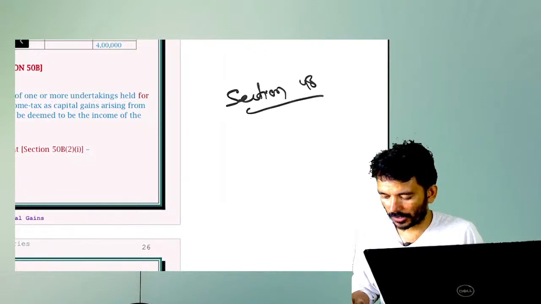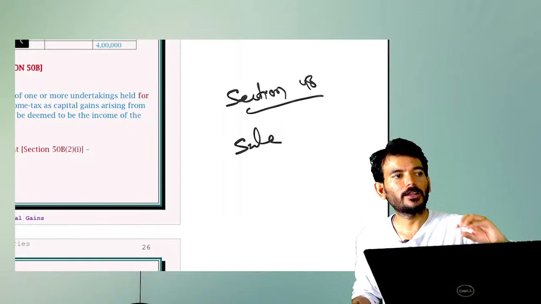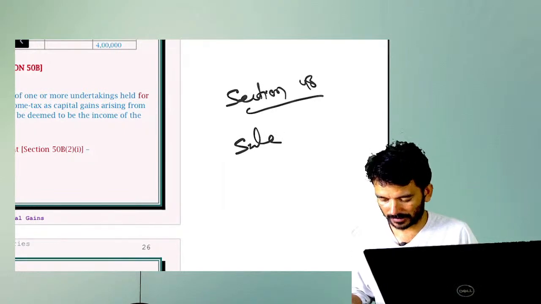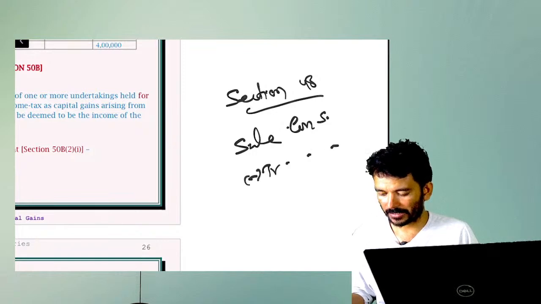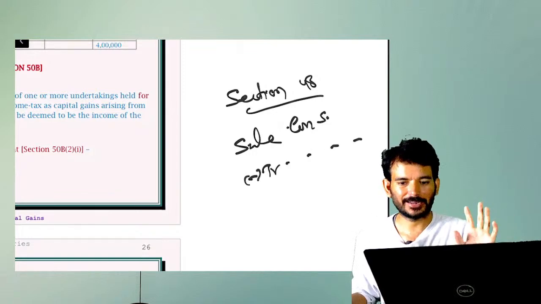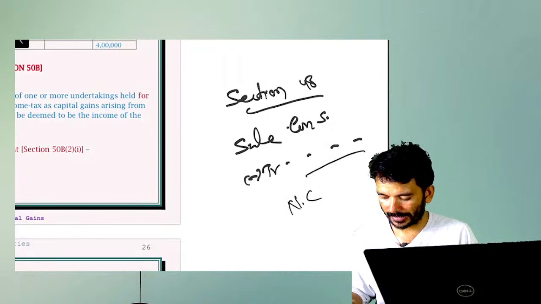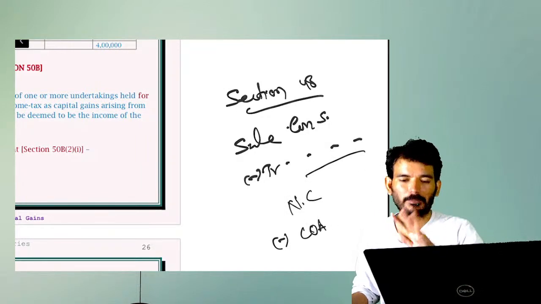Section 48, what is sale price? Whatever the value for which I'm selling, that will be my sale consideration, minus transfer expenditure. Whatever the transfer expenditure I'm incurring, that will be deducted. Then I will have net consideration. Then I need cost of acquisition, right? Indexation is not available for slump sale.